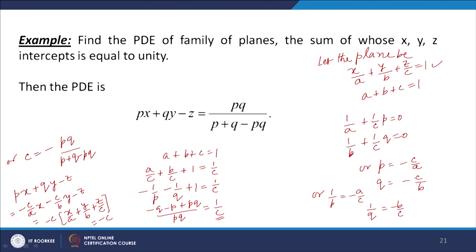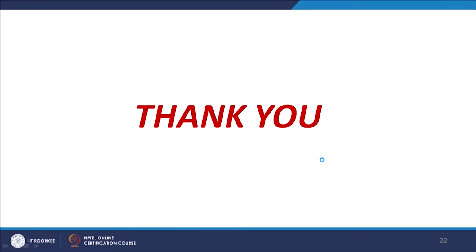So what we get? We have minus c equal to pq upon p plus q minus pq from here, and from here minus c is equal to px plus qy minus z. So we get this partial differential equation. You can see it is non-linear. Now, with that I would like to conclude my lecture. Thank you very much for your attention.